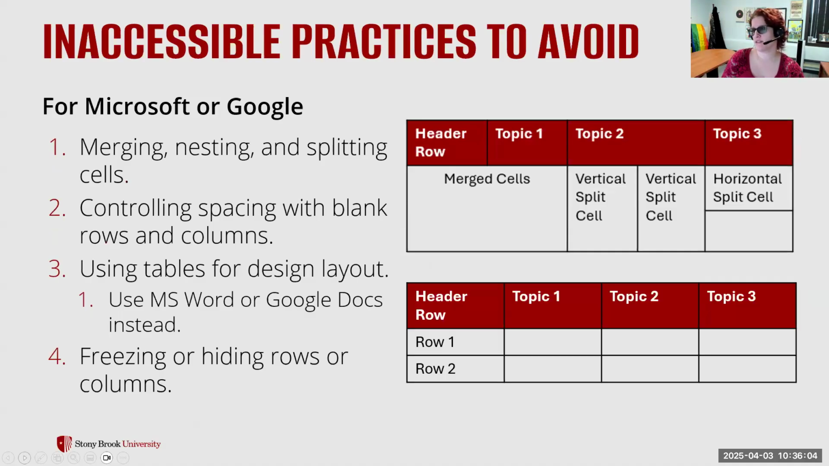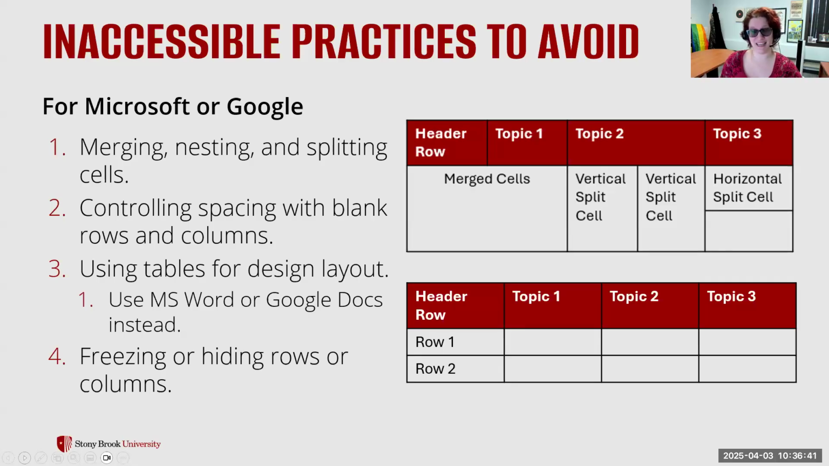Some other inaccessible practices to avoid: merging or nesting or splitting of cells. Again, this is for our screen reader friends because any of those cells will not read in the correct order. So just like how we want to have headers in the right order, we want to know the order of information as it should be read. You want to avoid controlling spacing with blank rows or columns, because again, that creates blank or dead space before someone's just hearing the word blank read over and over again.